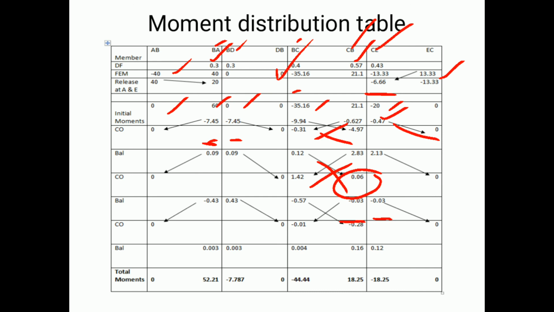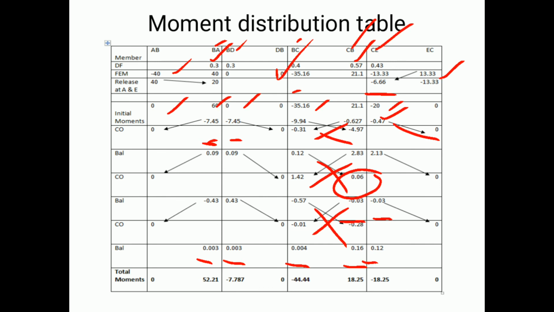So again I am supposed to carry over: 0 for AB, DB and EC. Only for BC and CB, I am going to carry over half of the moment with the same sign convention. So 0.57 divided by 2 will be 0.28 with a negative sign. Similarly, 0.03 divided by 2 will be 0.01 with the negative sign convention. So the overall balance will be 0.003, 0.003, 0.004, 0.16, 0.12.